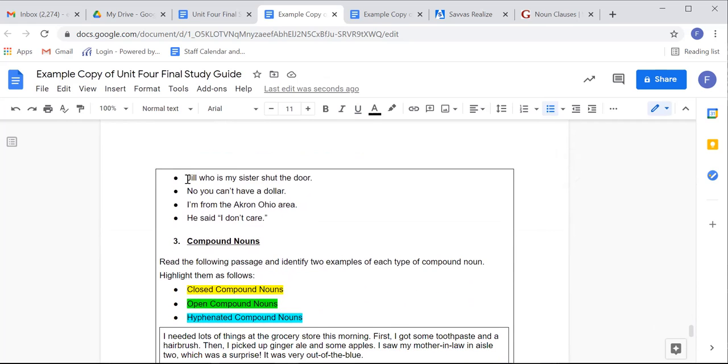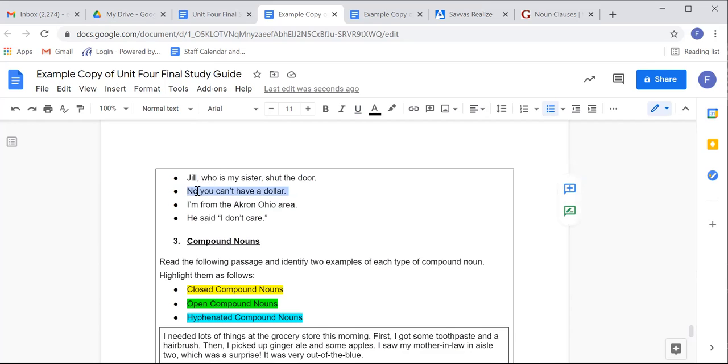Next sentence, Jill, who is my sister, shut the door. I need 2 commas in this sentence. I need one after Jill, and I need one after sister. And the reason why is because this is rule 3. I have an interrupting phrase in the middle of the sentence, so I need commas to introduce the phrase and to end it.